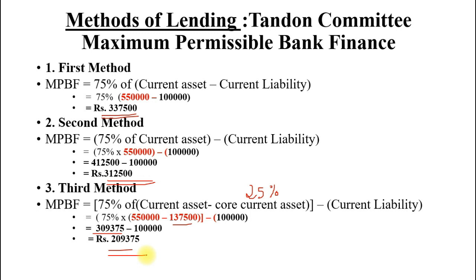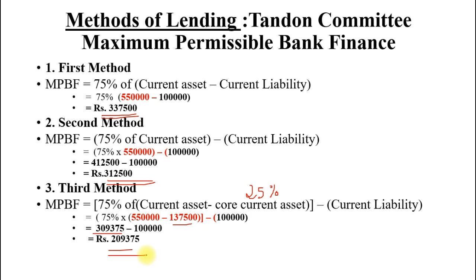Okay, so these are the three methods of maximum permissible bank finance. After solving the working capital management, you will have to solve this particular part. Now, at times in the exam, they can also tell you to just solve the first method, or only the second method, or only the third method, or they can ask you the first and second, in either order. Okay, but these are the three methods that you all need to learn.